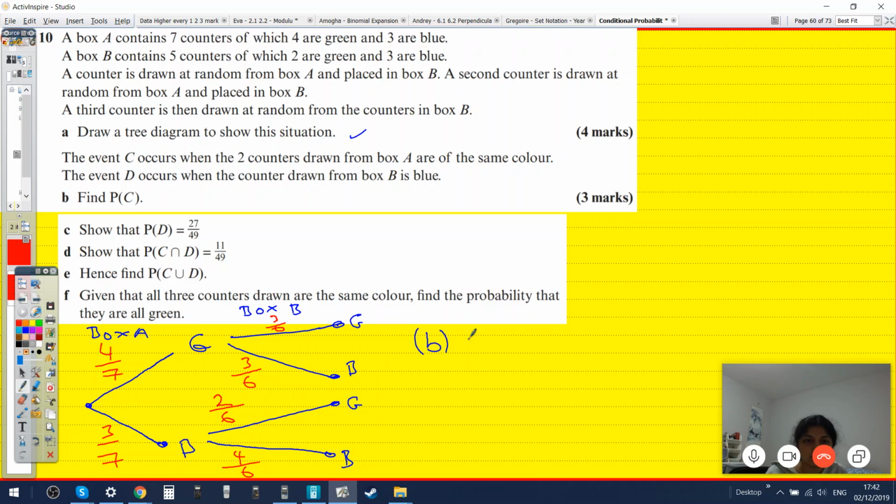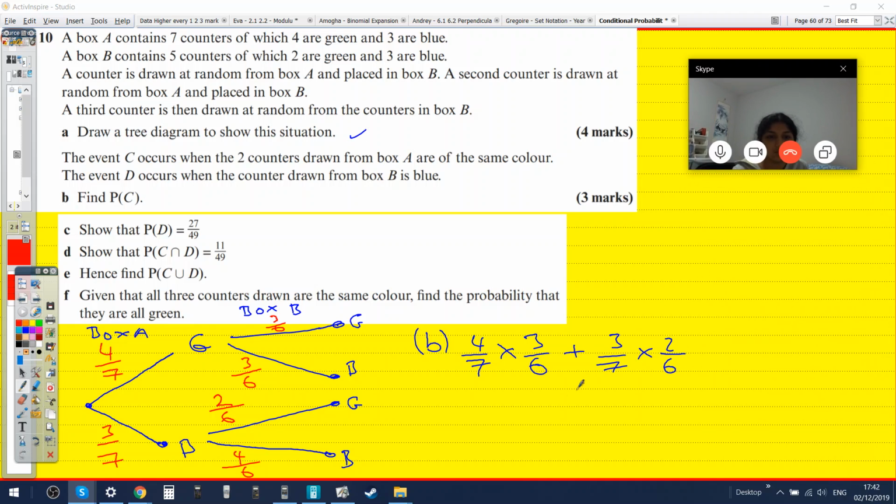Okay, so how do we do part B? Probability of C. Two counters drawn from box A of the same color. Wouldn't that just be 4/7 times 3/6 plus 3/7 times 2/6? Yep. How about part C? Show that P(D), the counter drawn from box B is blue. I'm not sure how to do that.